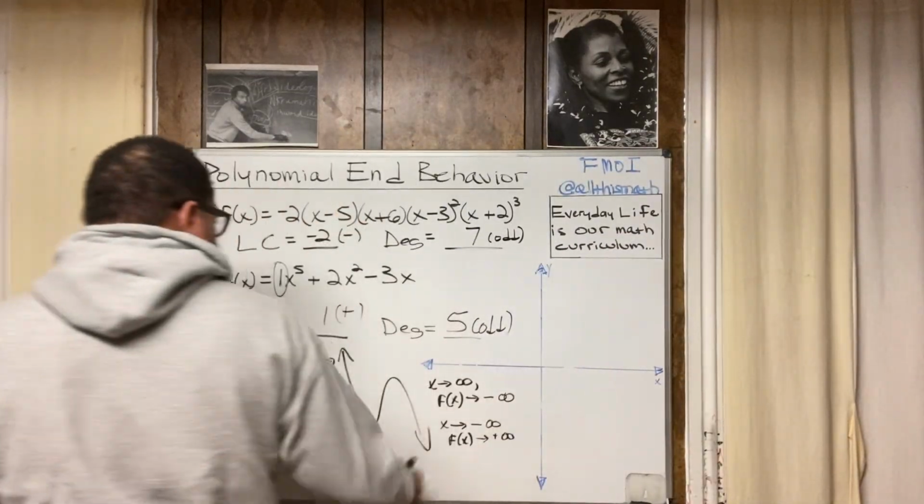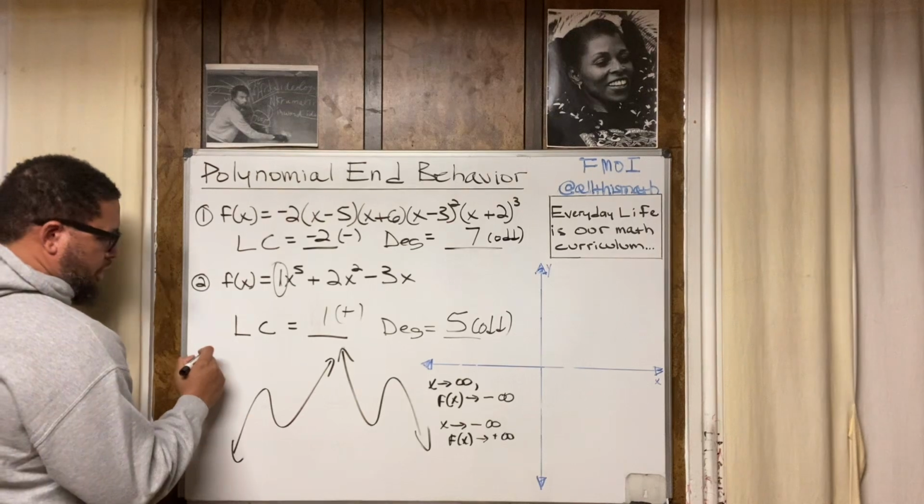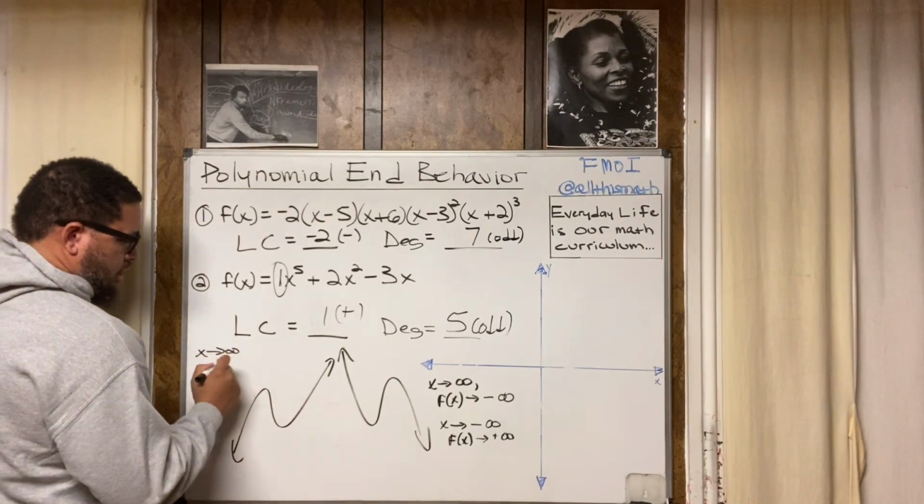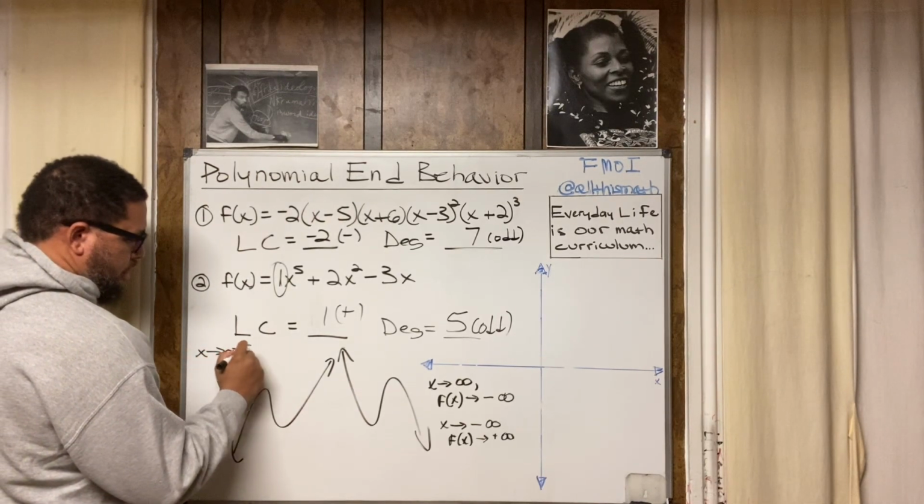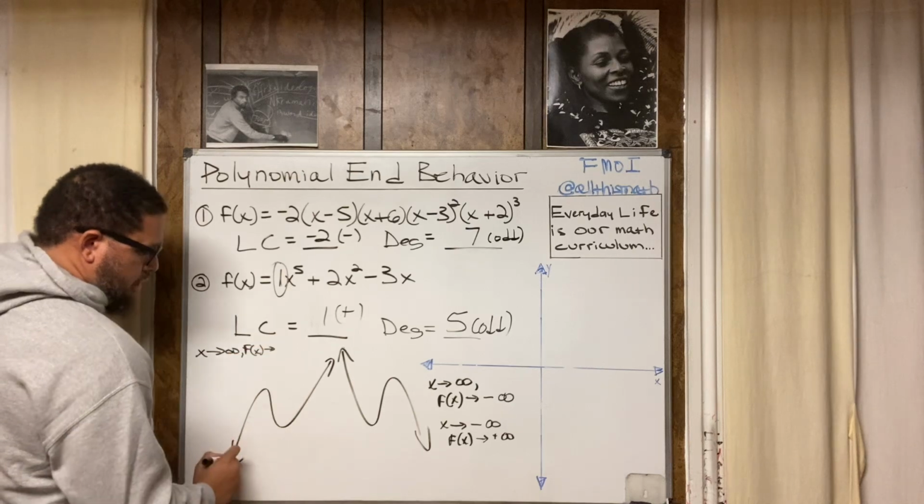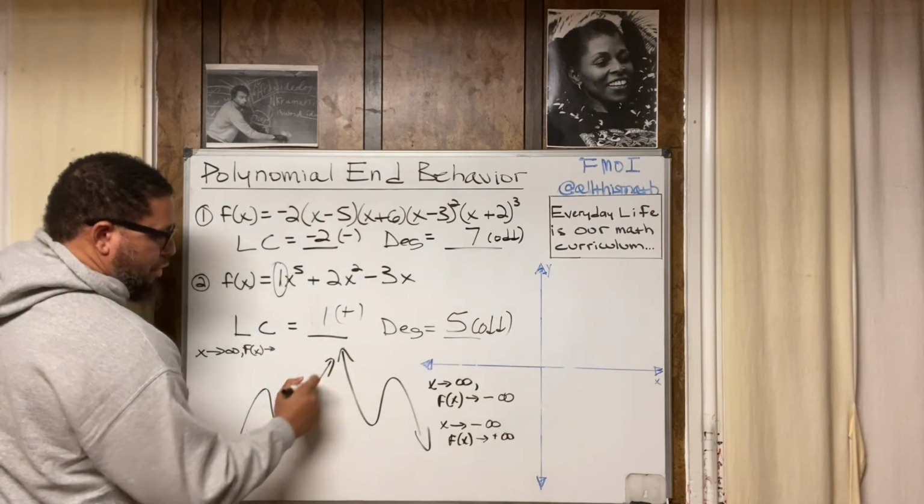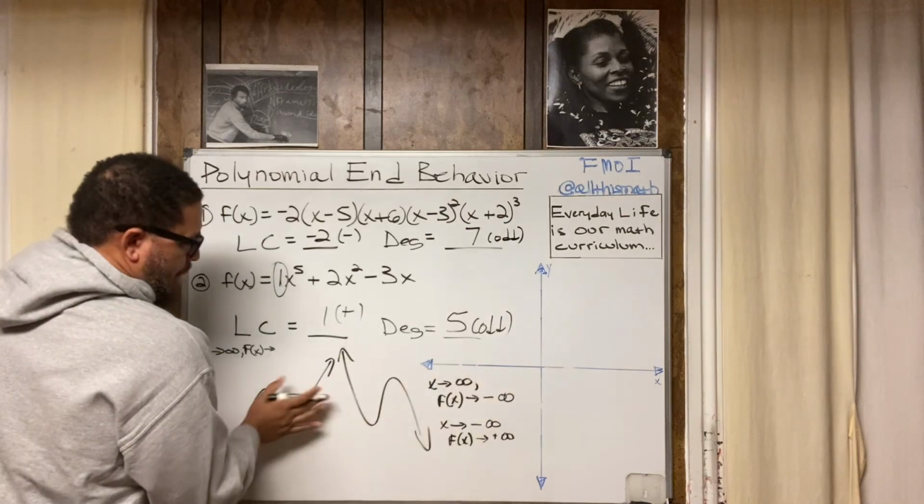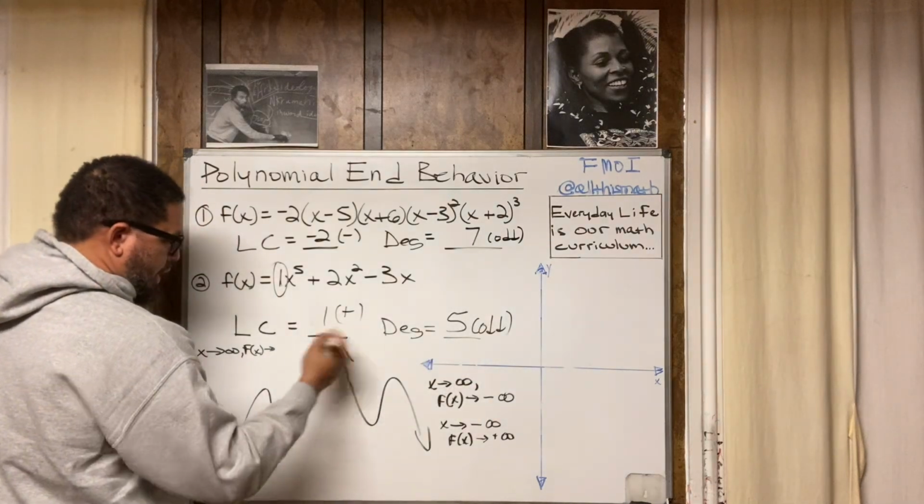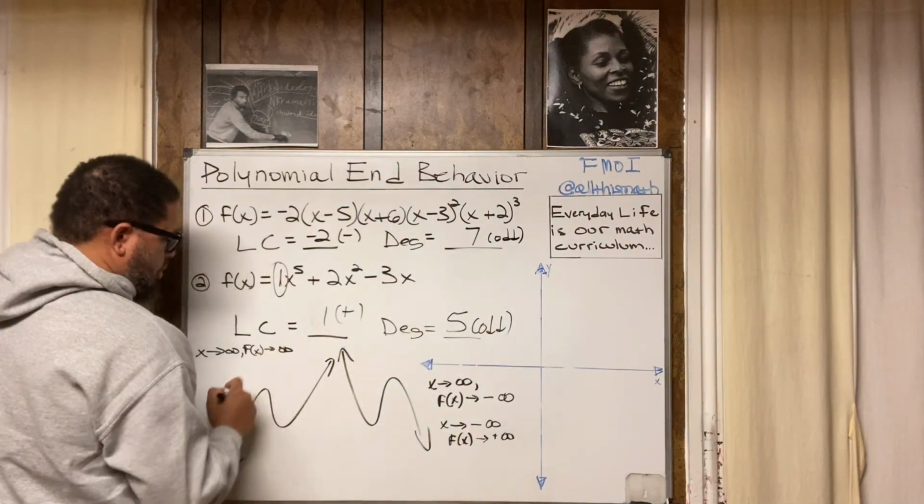All right, so now how do we write it up though? As x approaches infinity, what's f of x doing? As x goes to the positive side, x gets bigger and bigger and bigger. My x value is getting bigger and bigger. What's happening to my y values? They're getting bigger too, so they're going to infinity also.